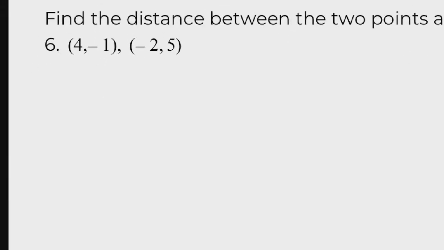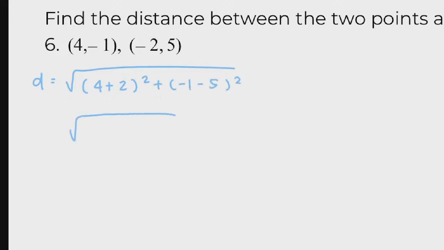So for number 6, to find the distance, we're going to plug this into the distance formula. So that'll be 4 plus 2 squared plus negative 1 minus 5 squared, which is 6 squared plus negative 6 squared. That's going to be 36 plus 36, which is 72.